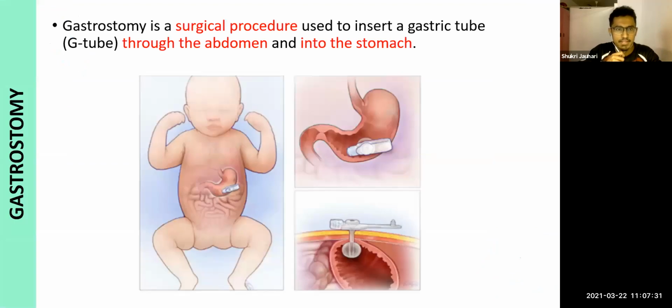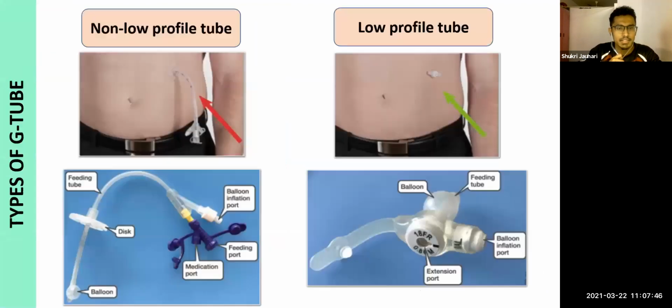Okay, so gastrostomy is a surgical procedure in which we insert a gastric tube, or G tube, through the abdomen and into the stomach. So it goes in directly. Okay, next.